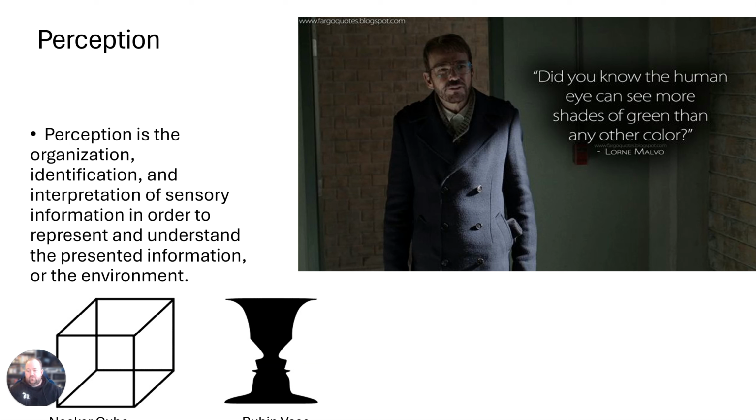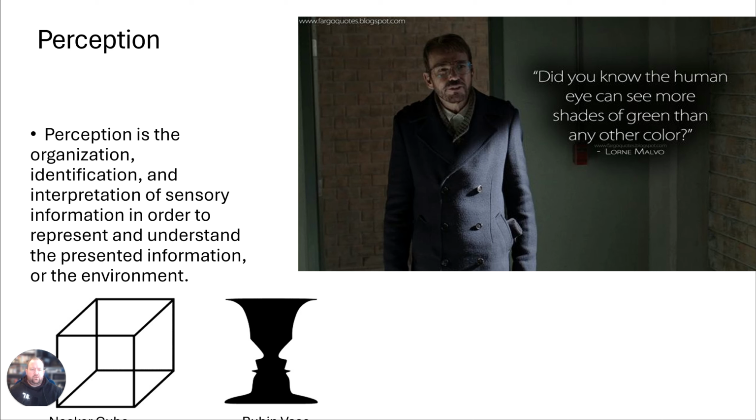Famous examples here, the Necker cube or the Rubin face, where they can kind of be like optical illusions at times, and they exhibit kind of some of our control over the sense information. But I also love this quote, if you've ever seen the show Fargo.